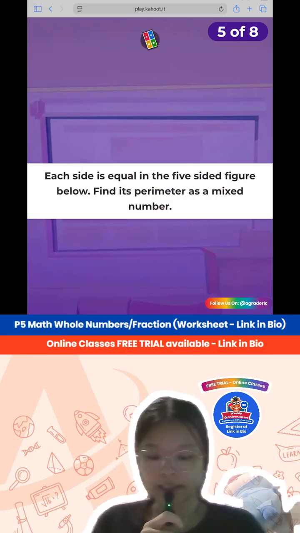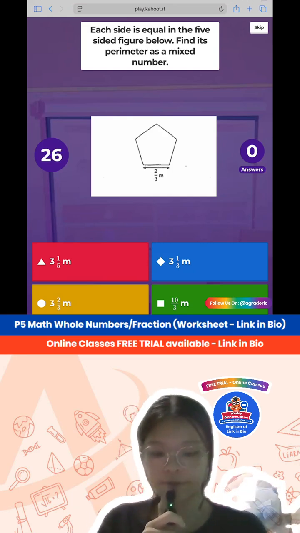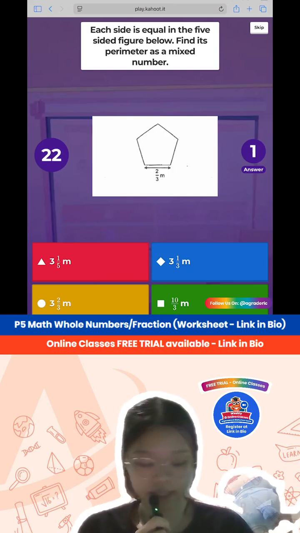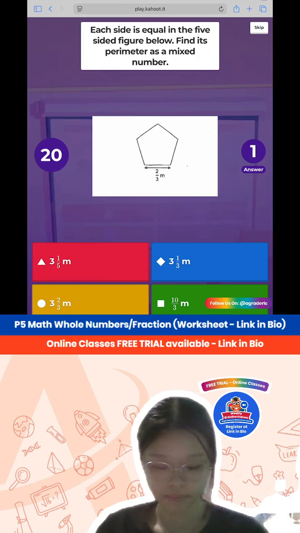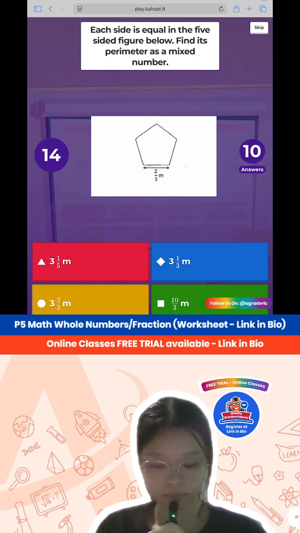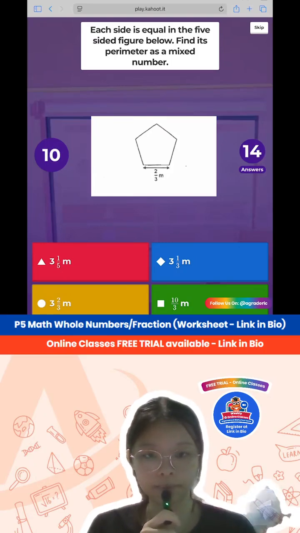Each side is equal in the 5-sided figure below. Okay, find the perimeter as a mixed number. Okay, I want perimeter. Okay, it's a perimeter.